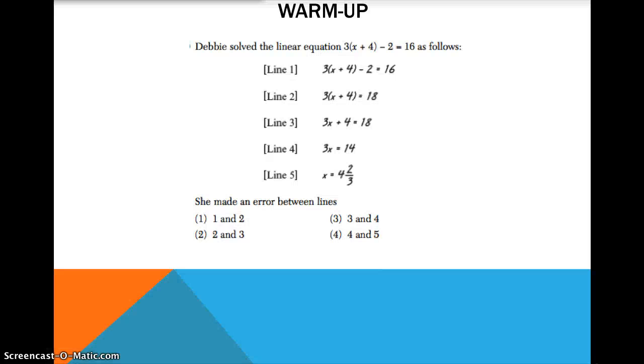Okay, here's the warm-up for 7.5. Debbie solved the linear equation 3 times (x + 4) - 2 = 16 as follows. Go ahead and put me on pause. Try to figure out where she made her error between what two lines.